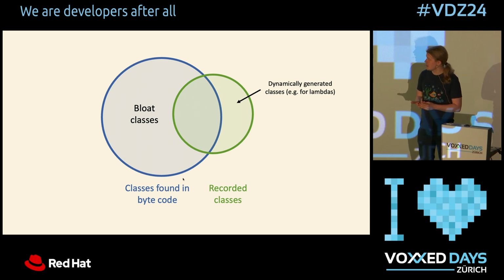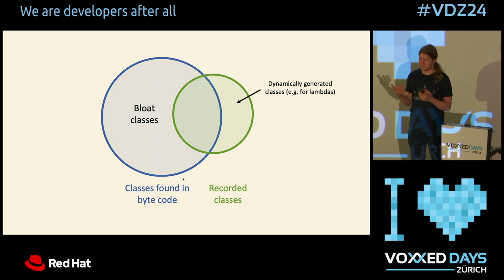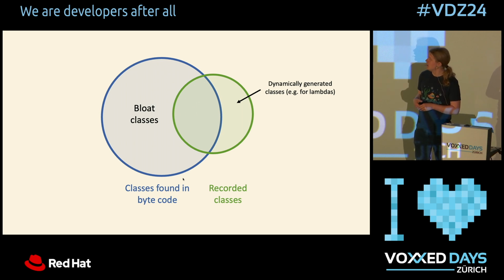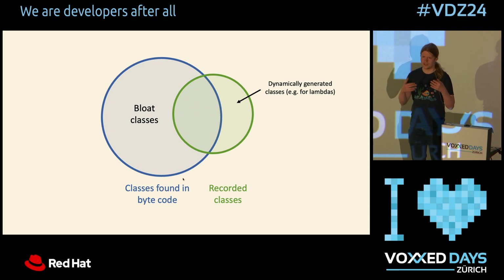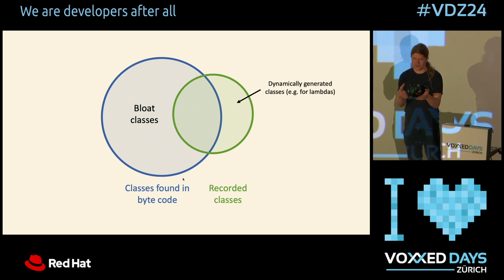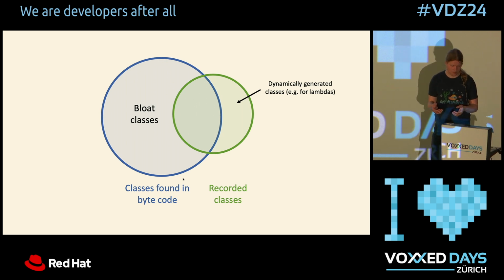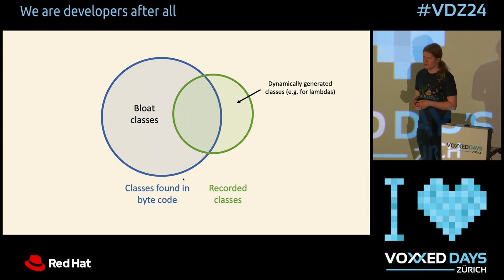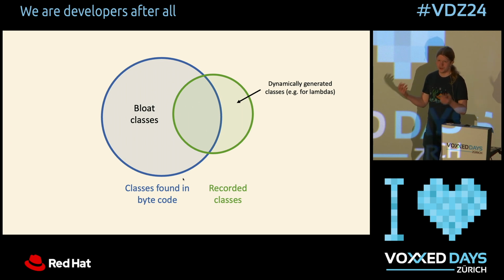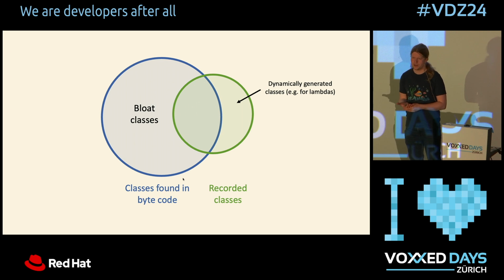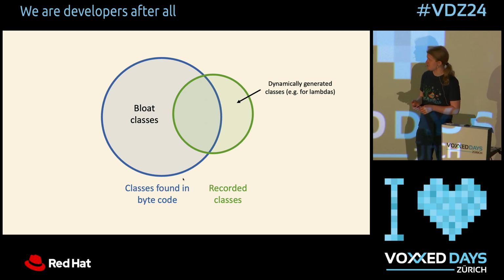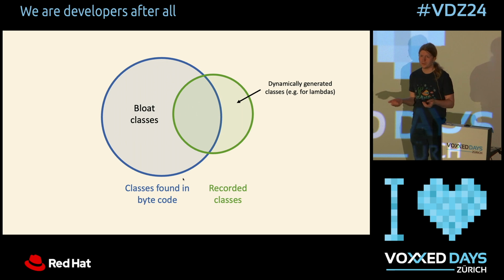So the idea is that in the end we have our classes, and the green are the recorded classes that we found, and there are of course two types. We have classes that are used and loaded that we saw before in Java. And we have dynamically created classes. We have them, for example, for lambdas and such, or for tools like ByteBuddy that you use with Mockito and Spring, that also create classes dynamically. But we don't care about them for the bloating, because we can't prevent their creation.